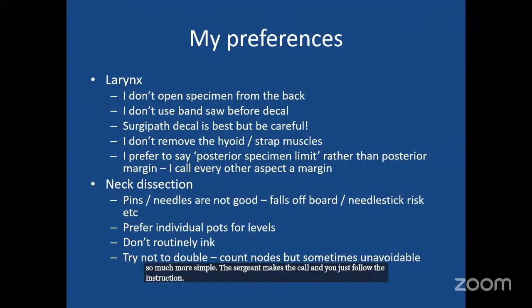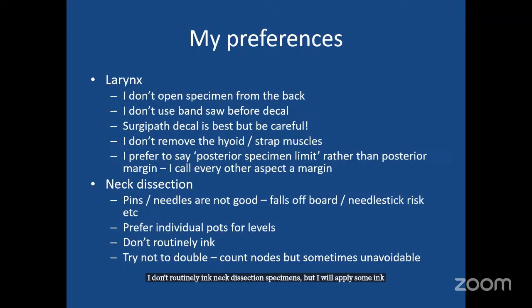I don't routinely ink neck dissection specimens, but I will apply some ink with an extracapsular spread mass just to give an idea of the anatomical extent of the disease. Double counting lymph nodes is not ideal, but is sometimes unavoidable, especially if we're trying to go for every last lymph node, but it's something to be wary of.